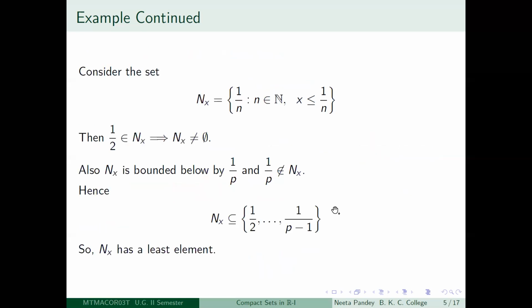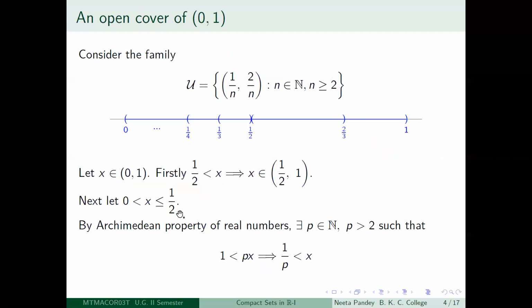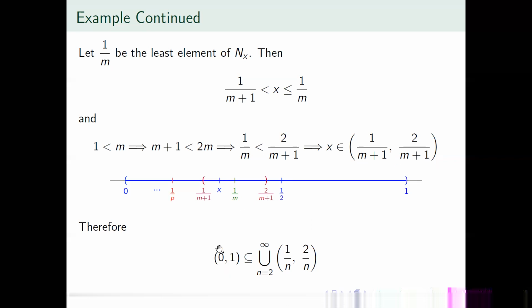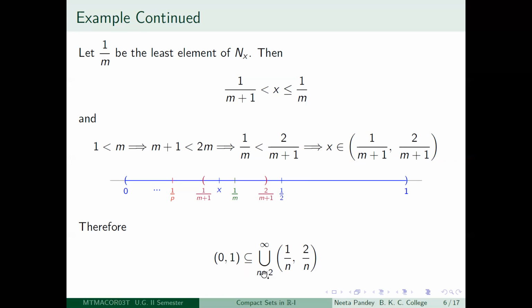And x was what? x was an arbitrary point less than or equal to half and greater than 0. For x greater than half, you have already got an open interval where x will belong. And for x positive, less than or equal to half, after a little bit of work, you found an open interval of this type where x will belong. So what have you done? You have taken any random element of the open interval 0 to 1, and you have shown that it will belong to one of these open intervals. So open interval 0, 1 is a subset of the union, n equal to 2 to infinity, of 1 by n to 2 by n.